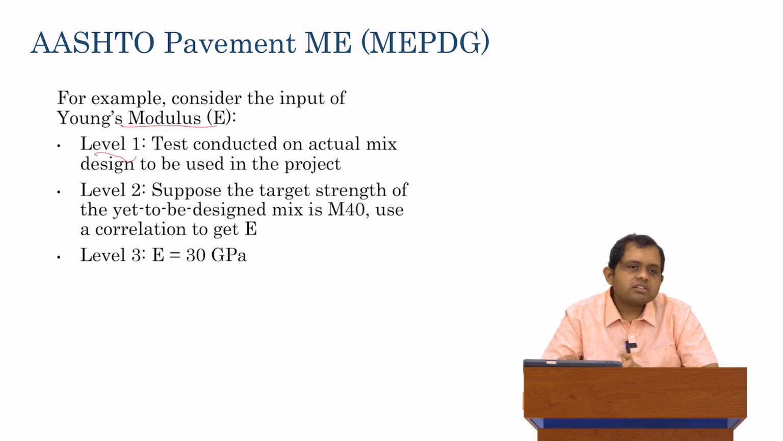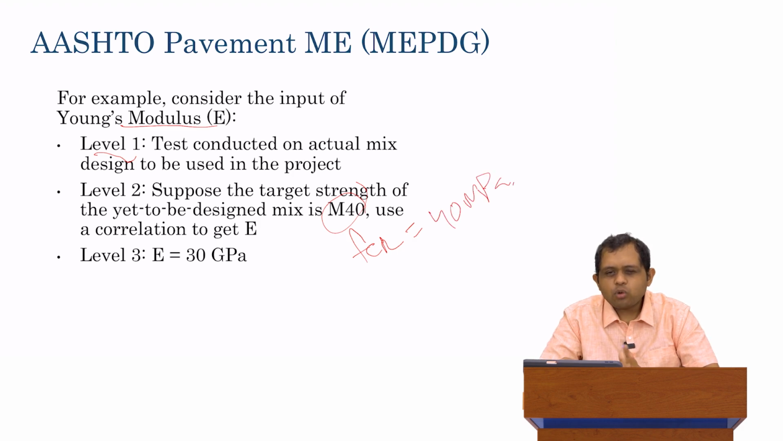Another could be, suppose we know that the road we're targeting is M40. That is, we're saying the characteristic compressive strength, FCK, is 40 MPa. And then you use some correlation. We saw what those correlations were. It's related to the square root of FCK. So you use some correlations to calculate what a modulus would be. That would be level 2. That we at least know the strength and we don't directly conduct a test for elastic modulus or Young's modulus. We use a simple correlation instead.